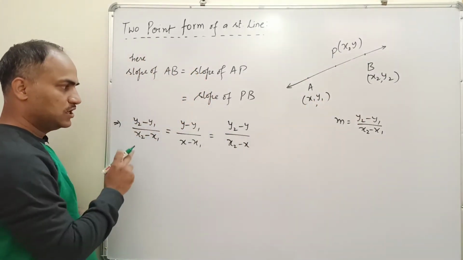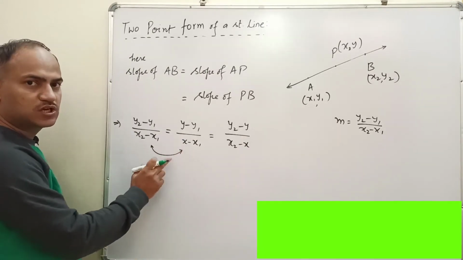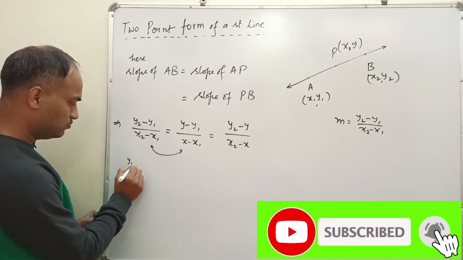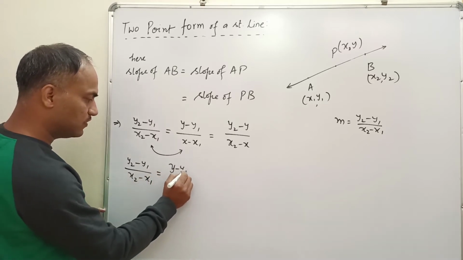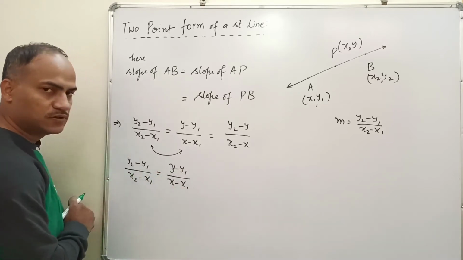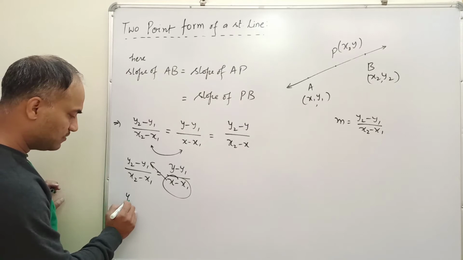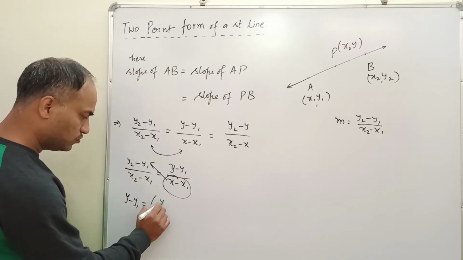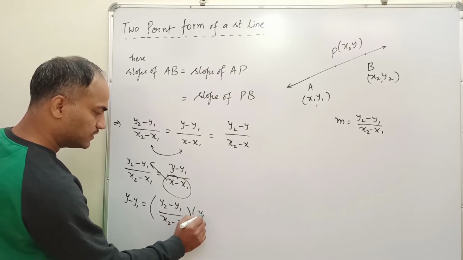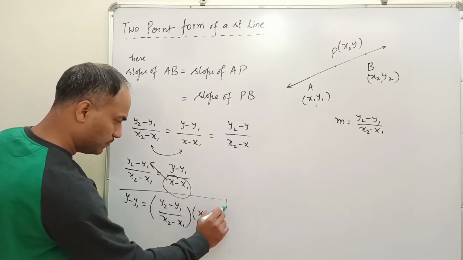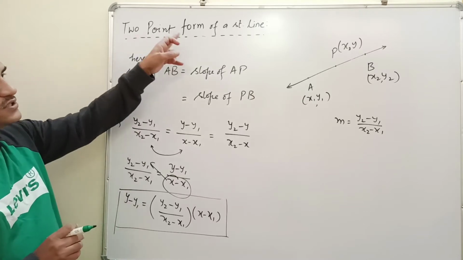Now we see that these 3 things are equal by definition. So we are taking these 2 terms and see what happens. (y2 minus y1) upon (x2 minus x1) is equal to (y minus y1) upon (x minus x1). Now we shift this value towards the left-hand side. So we get y minus y1 is equal to (y2 minus y1) upon (x2 minus x1) into (x minus x1). This is your 2-point form of a straight line. It means the equation of a straight line when it passes through 2 points.